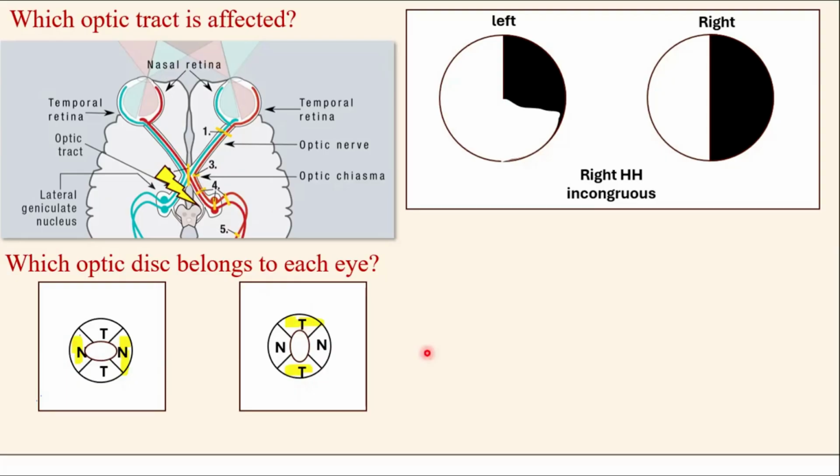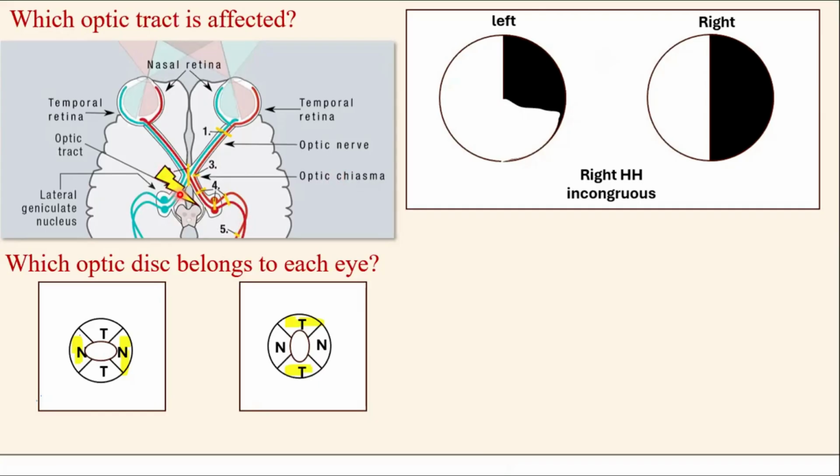Right eye is nasal thinning and left is temporal thinning. Say it again. Because the right eye has a right temporal field defect, the nasal fibers are probably involved. Let's think step by step. In our case, we have a left optic tract. See this marking, the left tract lesion here, and that's why we have right homonymous hemianopia.